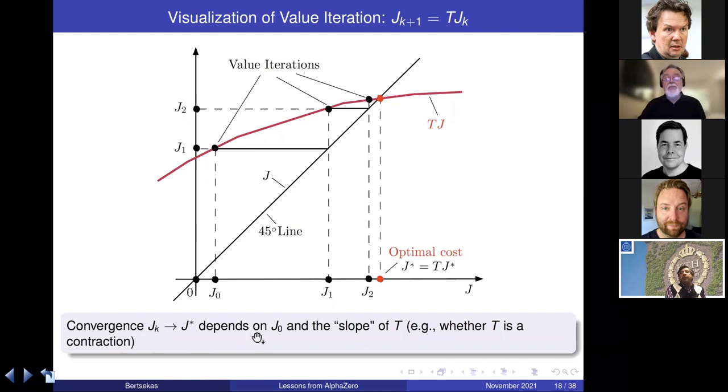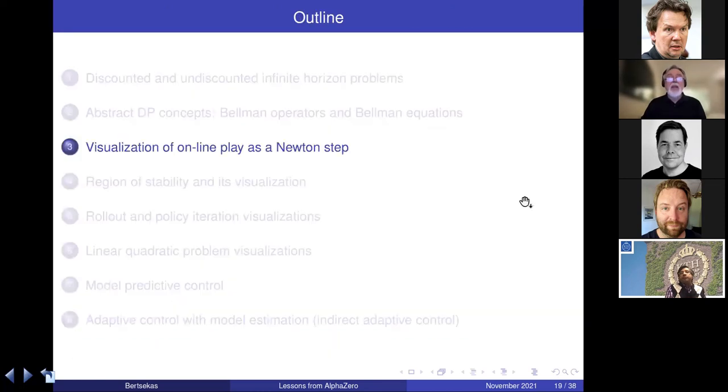And you can see that there's a tendency to converge to the fixed point, but not always. It depends on what J0 is, the slope of T. In particular, if T is a contraction mapping, which means that the slope is uniformly less than one, then you get convergence and you get also a unique fixed point. But that's the favorable case, and that doesn't always hold true. So that's the visualization for value iteration. And now let me go into Newton's method and its connection with online play and one-step look ahead.